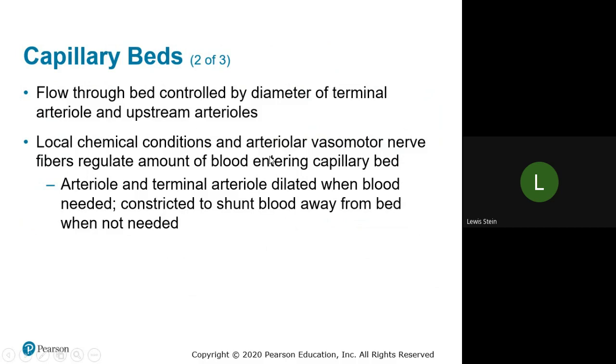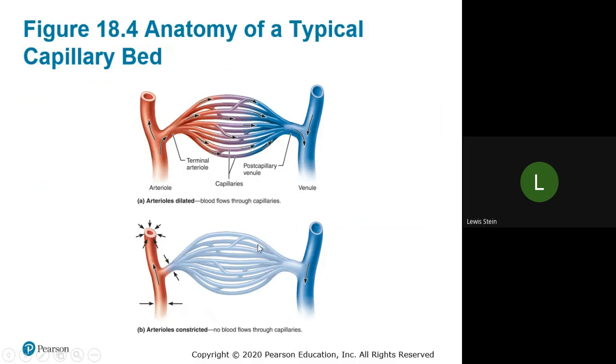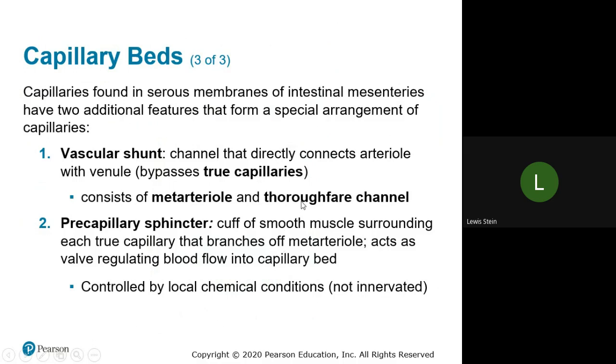So local chemicals regulate them. We're not going to get into the regulation. And they shunt blood when needed. And this is typical, okay? It's either open or closed. If the terminal arteriole is open, it goes through the bed. If it doesn't, it bypasses it. It's still going to make its way back into the veins. There's a number of different kinds of bypasses. But when you're exercising, you're going to bypass that because your gut, your genitourinary system doesn't need blood supply. It's going to redirect it to capillaries in skeletal muscle. The body has that capability. There's a variety of shunts.